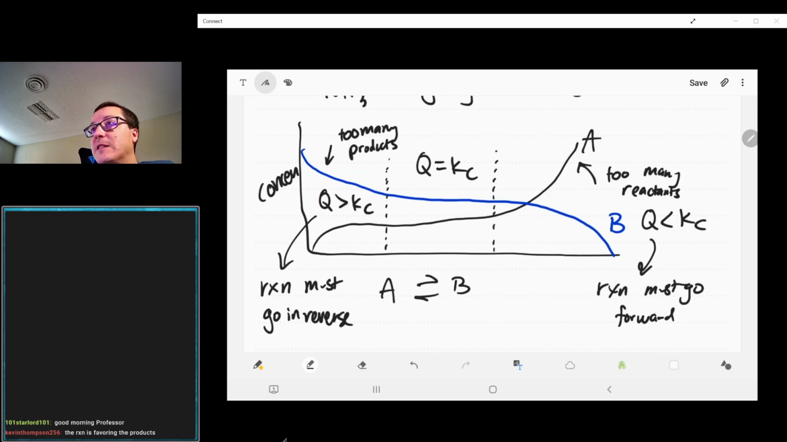So you can use this kind of evaluation of looking where Q is in relation to Kc to see which direction your reaction is going to go. You can see where it is right now, and as a result where it's going to go. If it is currently favoring the products, that's not allowed. It's going to have to make more reactants. If it's currently favoring the reactants, we're going to have to make more products. So it's always the opposite thing here. We have to reestablish our equilibrium.